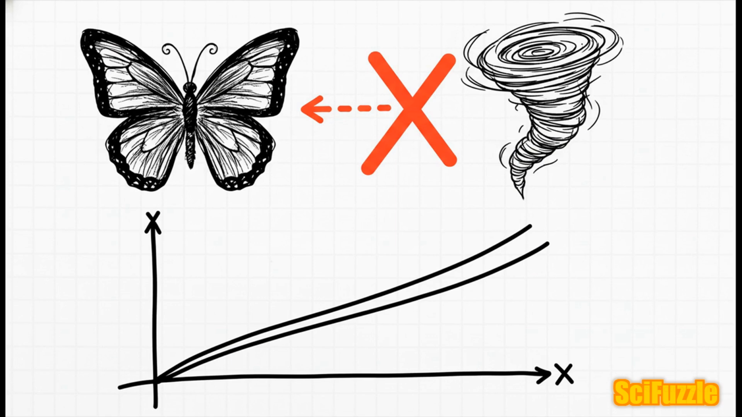So, here's the crucial takeaway. The butterfly is a metaphor. It's a metaphor for that deep principle, sensitive dependence on initial conditions. It's all about the mathematical sensitivity inside the model, not a literal claim about insects and weather.